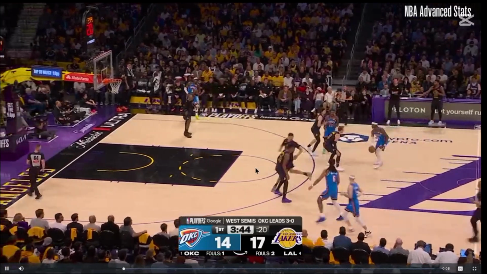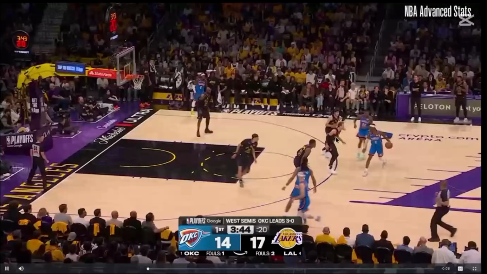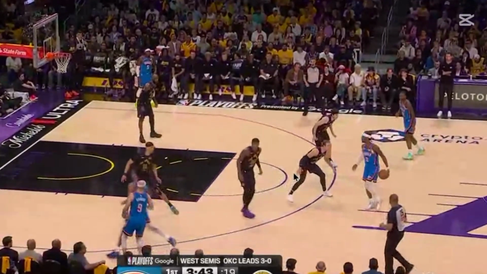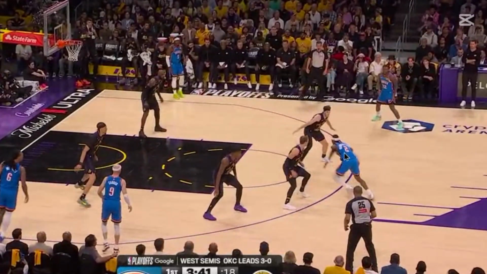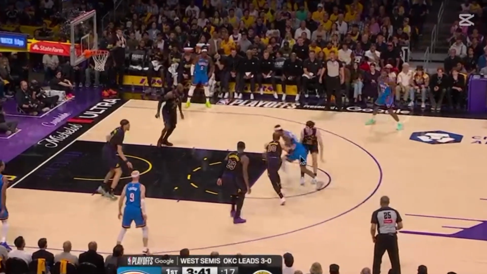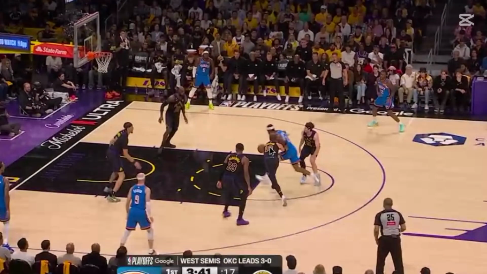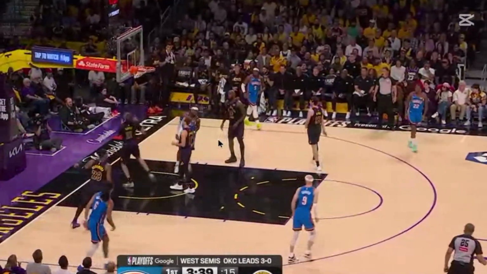His second shot of the game, you see that Shai is getting guarded by Luke Kennard, and that's a mismatch. And so Shai's going to drive to the right side. He's going to split this gap between Luke Kennard and Austin Reeves. He's going to throw the ball right in front of him so he can get into that space. Then Shai decides to pull up for that floater.